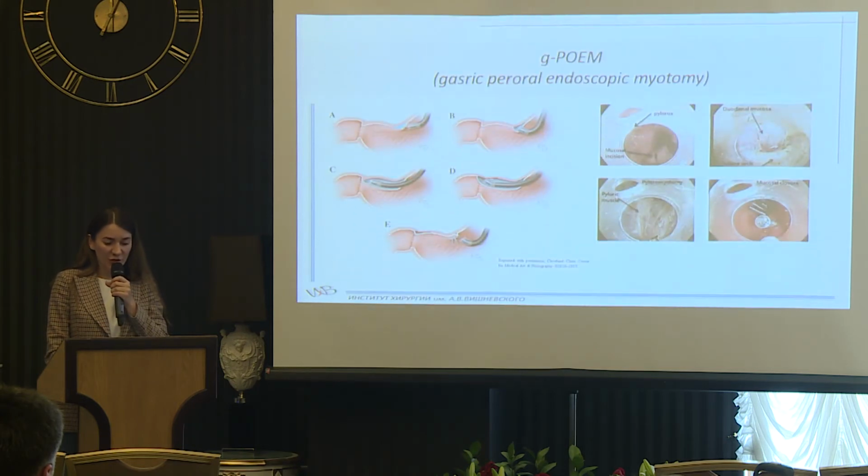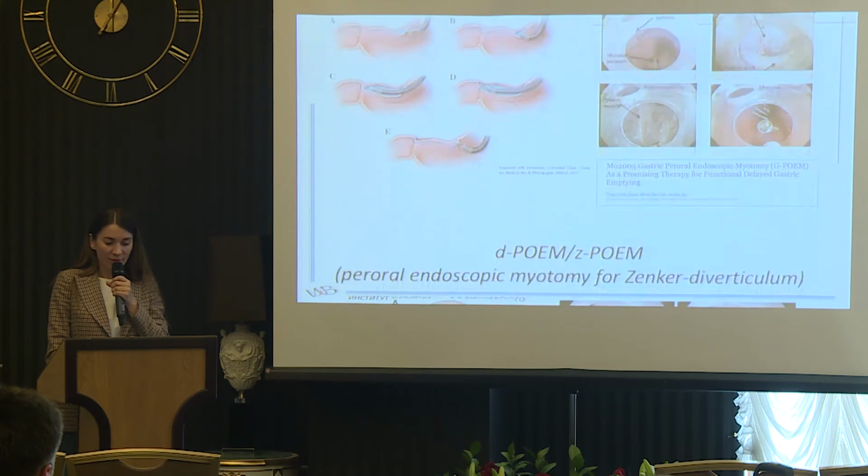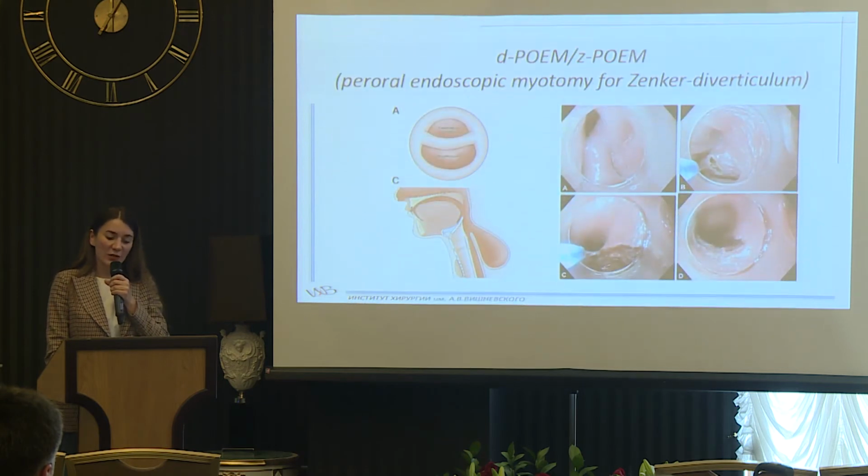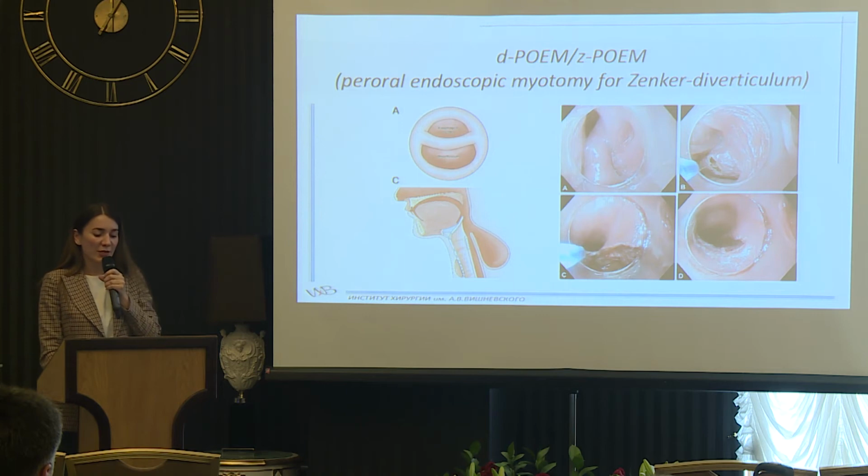And these are the steps of the procedure. Today, 10 years later, we have a lot of techniques which are derivatives of the POEM procedure with different applications, like, for example, pyloromyotomy, also known as G-POEM or gastric POEM, in the treatment of pylorospasm, gastroparesis, and other gastric motility disorders. Also underlying the submucosal myotomy for Zenker diverticulum, also known as Z-POEM, or D-POEM for other diverticula, with the same principles of surgery: dissection of muscle fibers in the submucosal space.